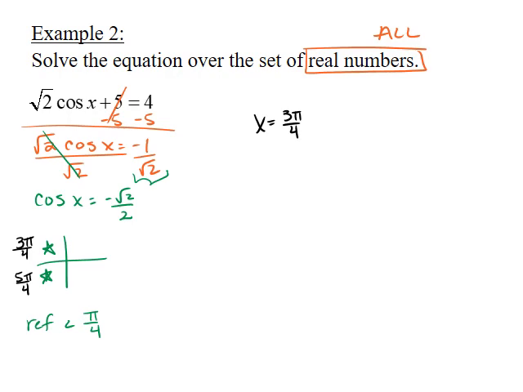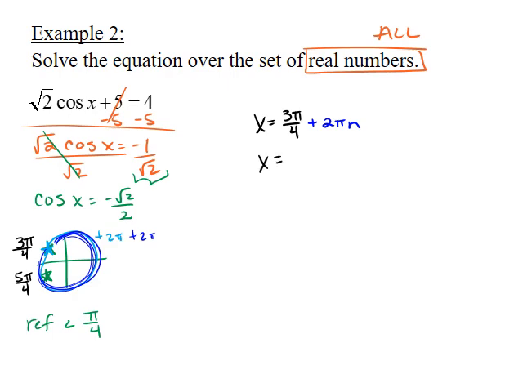Now, if I'm starting here and I make one full revolution around, that's adding 2 pi. If I make another full revolution, I'm adding another 2 pi, and another, and another. And we can even subtract 2 pi. So we can say plus 2 pi n, where n is an integer. And I'll write that here in a minute.